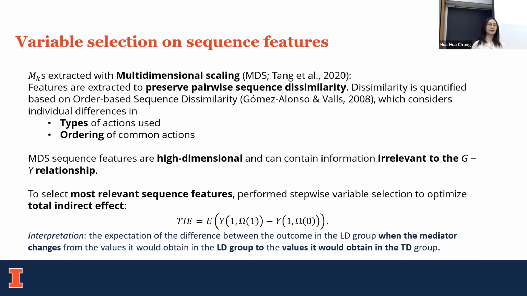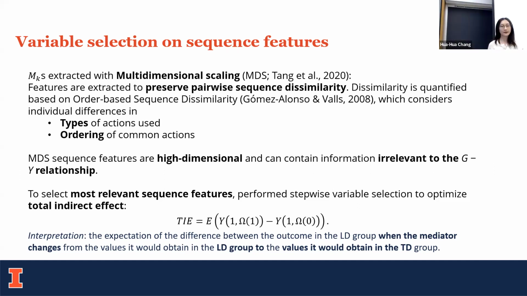like math performance gap. To select the most relevant sequence features, we perform stepwise variable selection to optimize the total indirect effect of omega, the latent classes found from the selected features. So the TIE, which stands for total indirect effect, is calculated as follows. You can see that it is the expectation of the score difference in the two groups, conditioning on the latent classes.